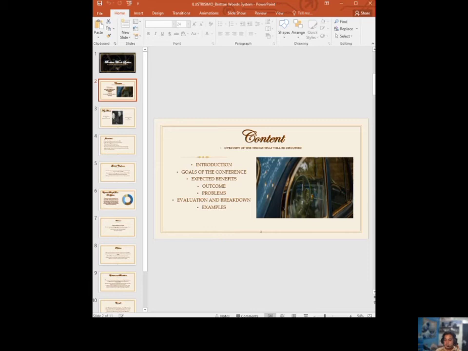So this is the overview of the things that we will be discussing. Of course, I will be introducing to you what the Bretton Woods system is, and that would be our introduction, the goals of the conference, its expected benefits, the outcomes, the problems, evaluation and breakdown, and some examples.